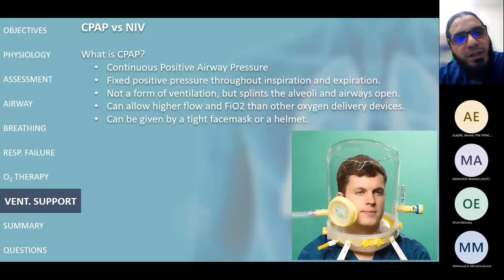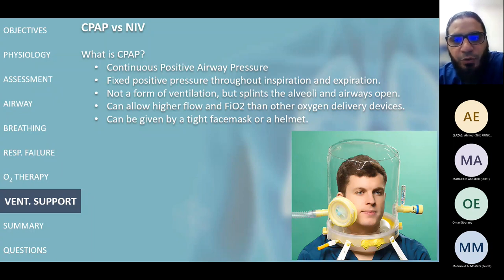I know this might be confusing about CPAP or NIV. What does it mean? What's the difference? They look the same, but there is a slight difference, and it's really unique to each of them. First of all, they are not overlapping, and they have different indications of use and different mechanism and physiology as well. The definition of CPAP is continuous positive airway pressure.